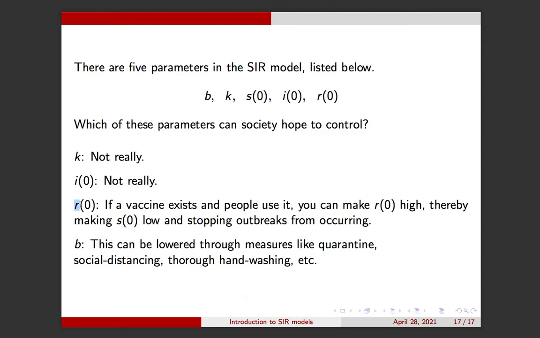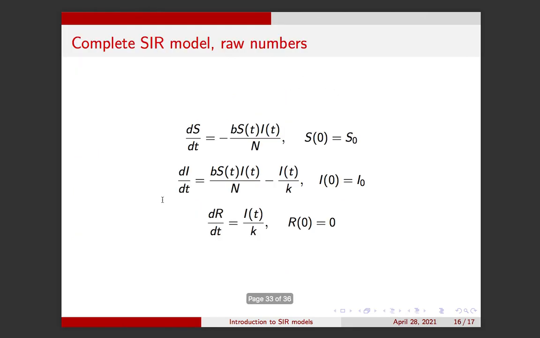Now, the initial proportion of recovered people, if a vaccine exists and people use it, you can make that pretty high. So a vaccine is a shortcut to being recovered. So thereby you could then make the initial proportion of susceptible people low and maybe stop outbreaks that way. This measure of contagiousness here, B, as we just said, you can make B small by washing hands, social distancing, quarantining. That's the most extreme thing. So society has some control over this. Not so much over this until you make therapeutic drugs. Okay, let me make 2 more quick comments real quick.